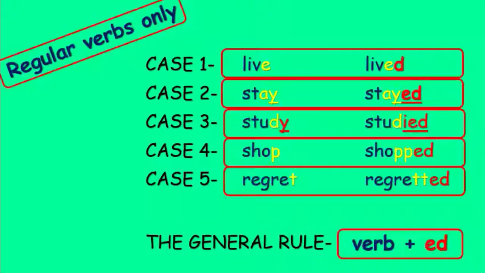Number 5, the verb has two syllables. Regret, and the stress is on the second syllable. Regret. So the form is regretted. We double the last consonant and we add ED. Now, apart from these 5 cases, the general rule is verb plus ED without making any changes.